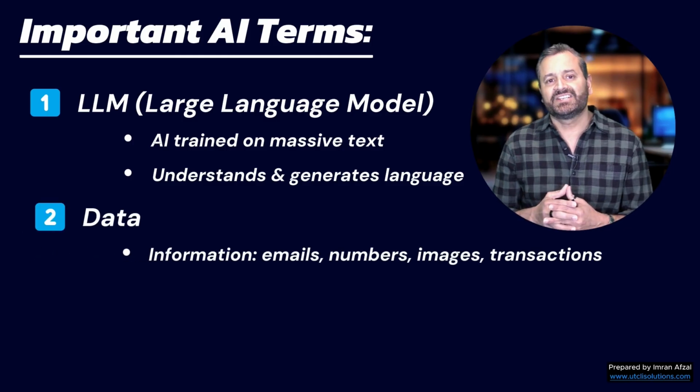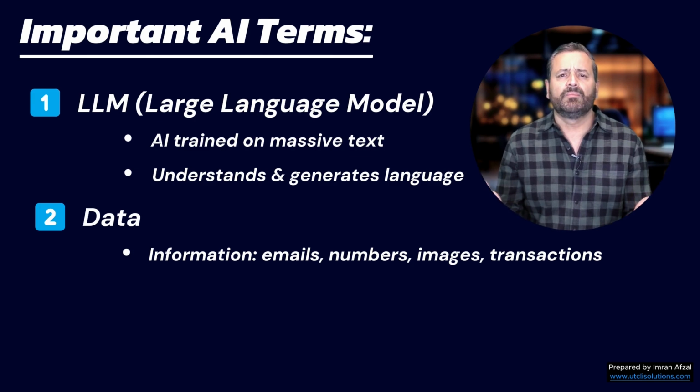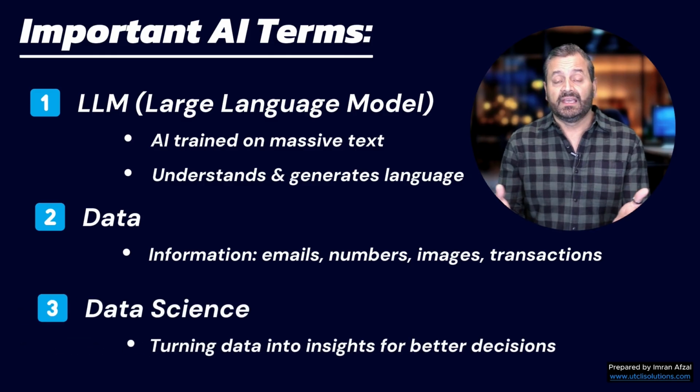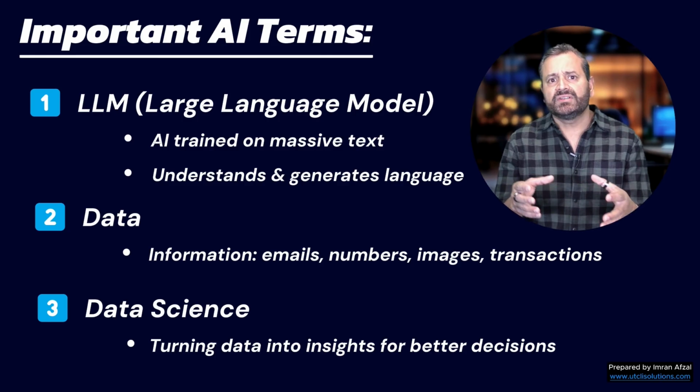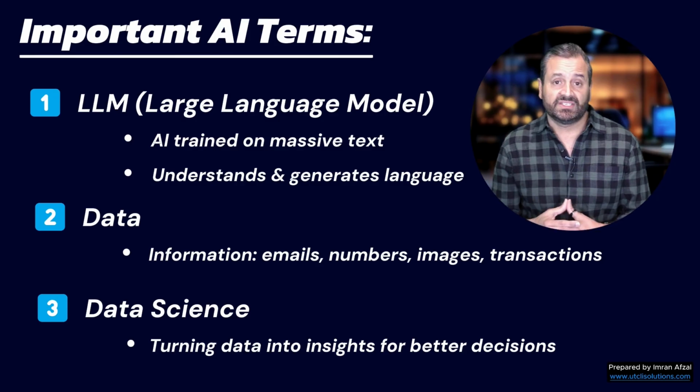All right, the second term we'll talk about: data. I'm sure everybody knows that. Data is just information, like emails, documents, numbers, images, transactions, and more. Then there is data science, and that is the work of turning data into insights, finding patterns, trends, and useful meaning so businesses can make better decisions.